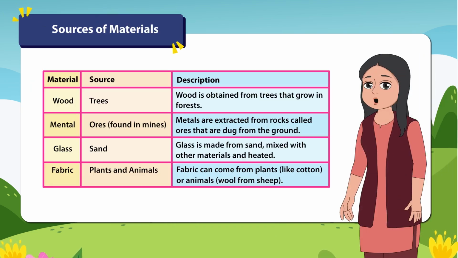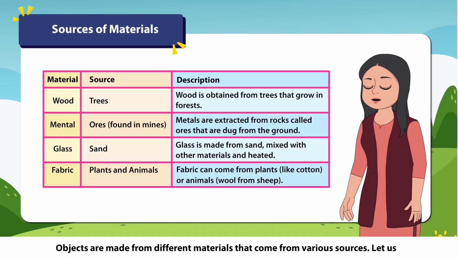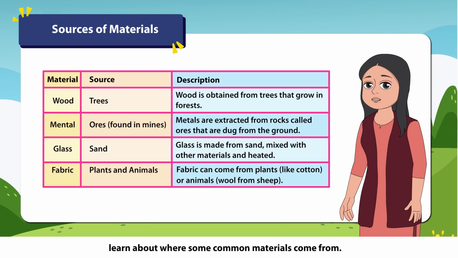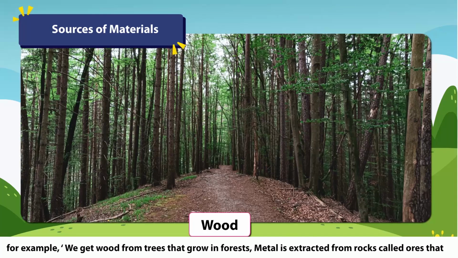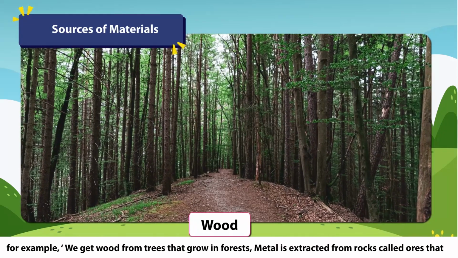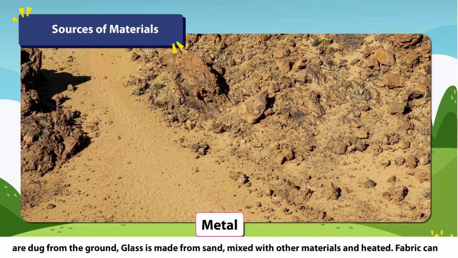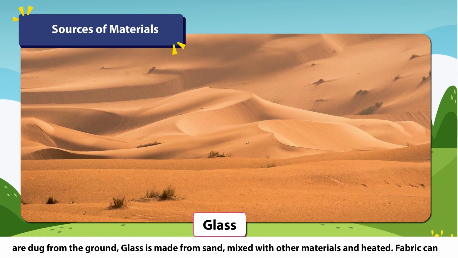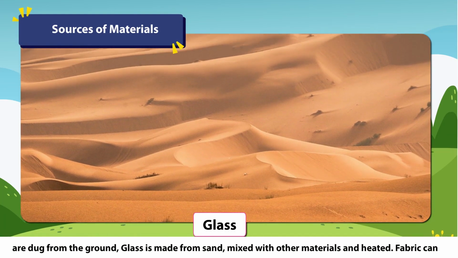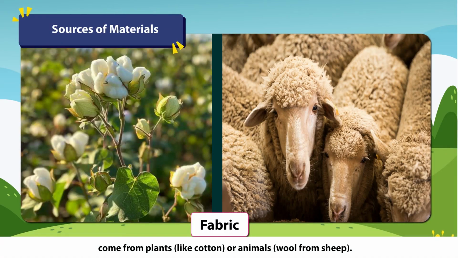Sources of materials. Objects are made from different materials that come from various sources. Let us learn about where some common materials come from. For example, we get wood from trees that grow in forests. Metal is extracted from rocks called ores that are dug from the ground. Glass is made from sand, mixed with other materials and heated. Fabric can come from plants, like cotton, or animals, like wool from sheep.